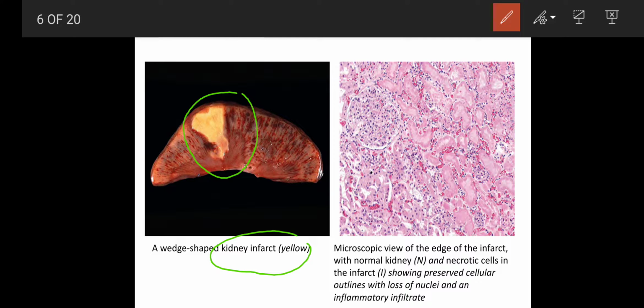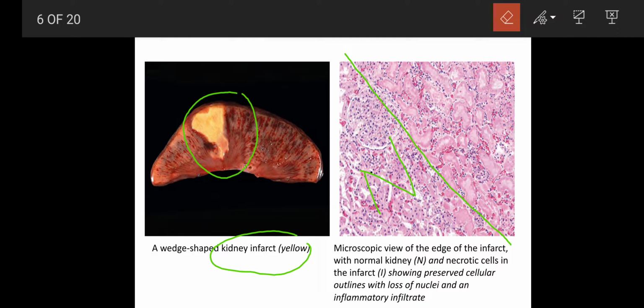See grossly how this area is more tan, pale and yellowish as compared to the surrounding viable areas. Also on the right hand side there is a histopathological image. See, I am drawing a line between a normal and a necrosed area. This is the part where there is a normal kidney tubule, and this is the area where it is showing an infarct.